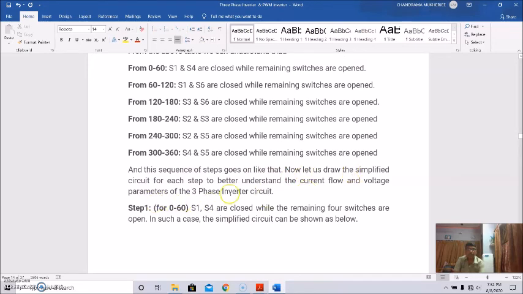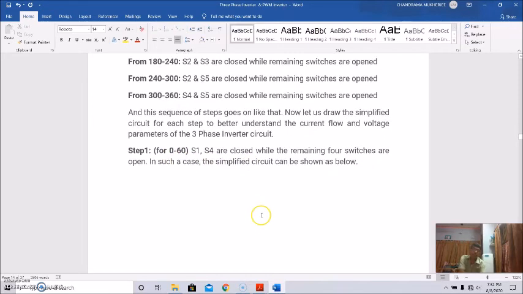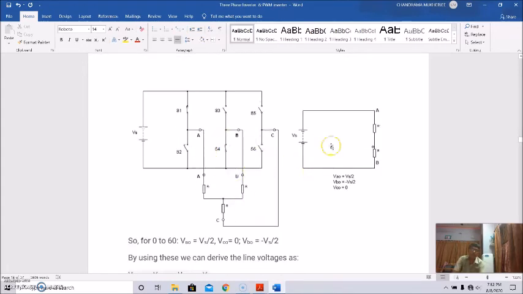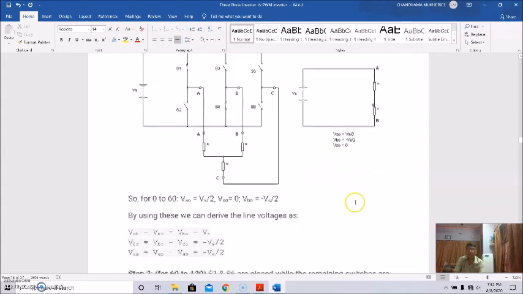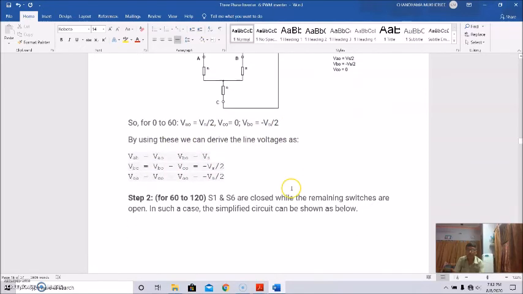Now let us draw the simplified circuit for each step to better understand the current flow and the voltage parameters of the three-phase inverter circuit. For step 1, for 0 to 60 degrees, S1 and S4 are closed while the remaining four switches are open. In such a case, the simplified circuit can be shown like this. Here VAO equals Vs by 2, VBO equals minus Vs by 2, and VCO equals 0. Using this, we can get the line voltages: VAB equals VAO minus VBO equals Vs, VBC equals VBO minus VCO equals minus Vs by 2, and VCA equals VCO minus VAO equals minus Vs by 2.